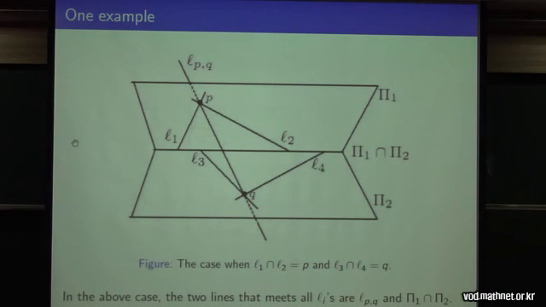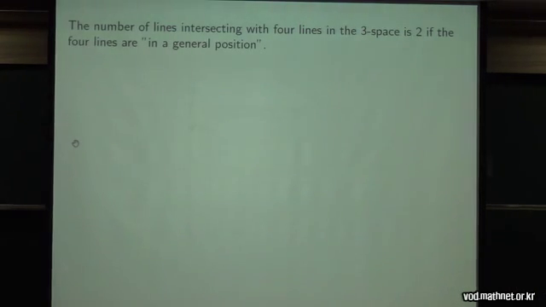But let's try to imagine that you move one of your four lines. So let's say you move L1 a little bit to the left, and then what's happening is that the answer doesn't suddenly vanish. It turns out most of the time the two lines, which are the answer, just move continuously as well, so that the numbers are constant, unless for some bad cases. So here's a statement: the number of lines intersecting the four lines in three-space is 2 if the four lines are generic enough.